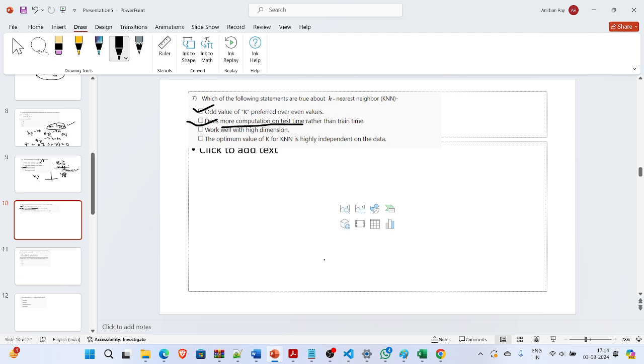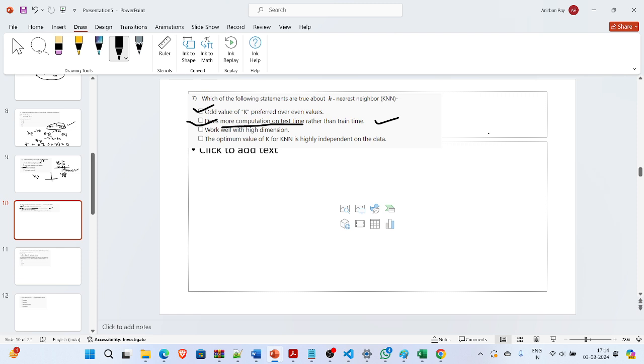So these two are correct. And if you ask which is more important, then I think this one is more important, so it should be the answer. It does not work well with high dimensional data. The distance part actually is difficult in higher dimensions.